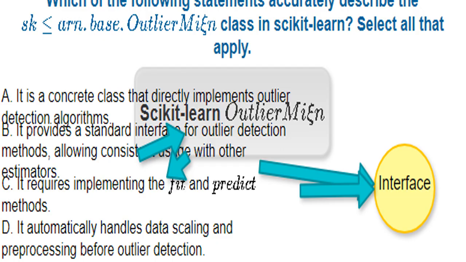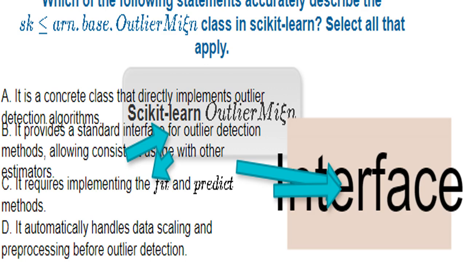This refers to a specific class within the scikit-learn library. Scikit-learn is a popular Python library for machine learning. OutlierMixin is a special kind of class, not a specific algorithm itself. This means it doesn't detect outliers directly but provides a structure for classes that do perform outlier detection. In simple words, an interface defines what methods a class must have. A class that uses OutlierMixin must implement its methods. Think of it like a contract. If you use OutlierMixin, you must promise to provide these methods.